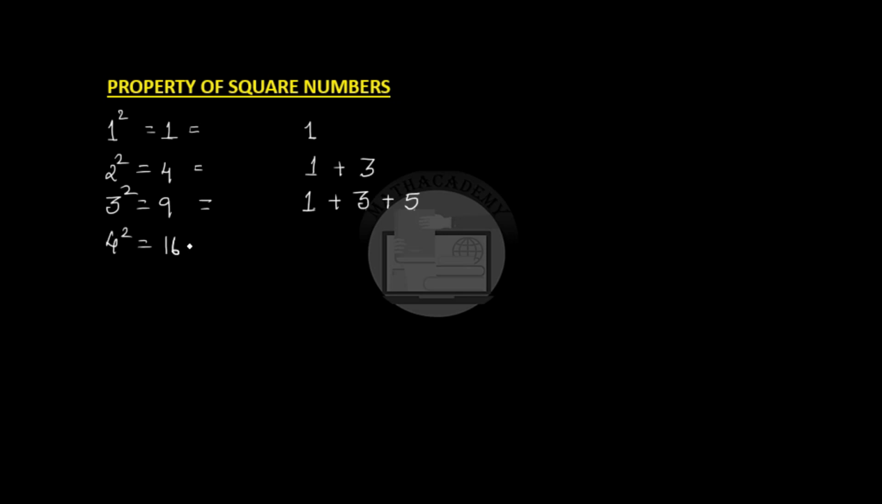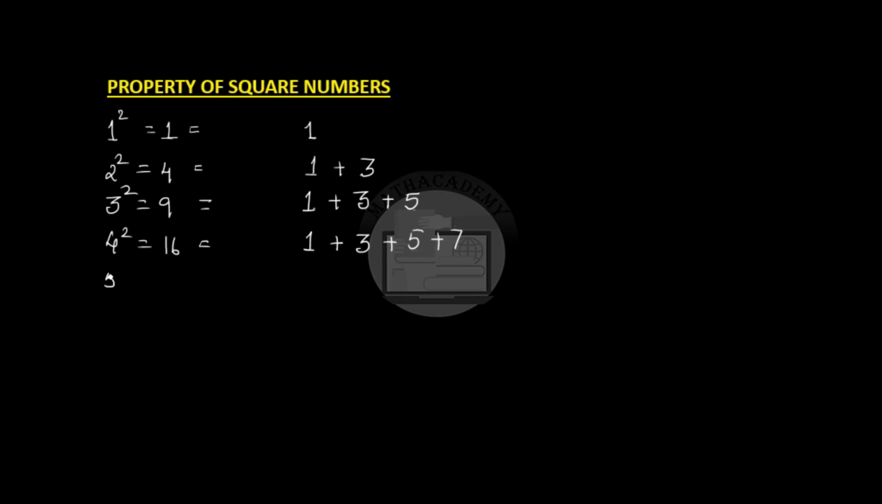So, let us start again with 1 square. It is 1. Okay, 1 square is 1. 2 square is 4. And 4 can be written as 1 plus 3. Okay. Then we have 3 square, which is 9, which can be written as 1 plus 3 plus 5. See, 5 plus 3 plus 1 gives us a 9.